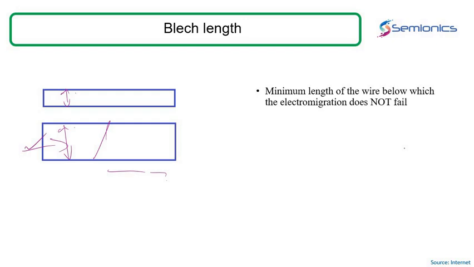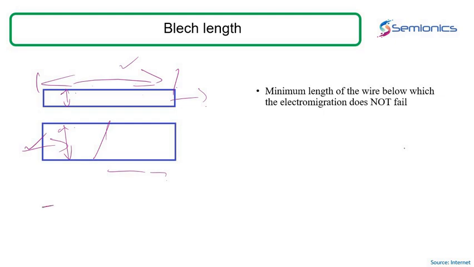So then, what exactly is Blech length? It's the minimum length of the wire below which the metal is not affected by EM. I repeat, the minimum length of the wire below which electron migration does not fail, which means it is all fine. Anything beyond this particular length, the metal starts to behave in a reverse way. The EM carrying capacity starts to deteriorate.